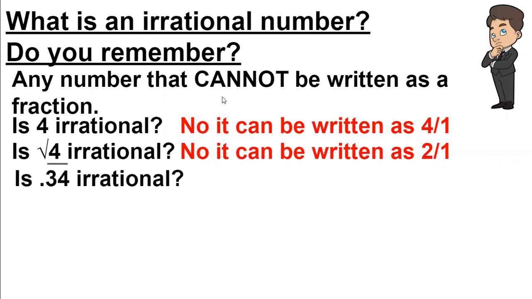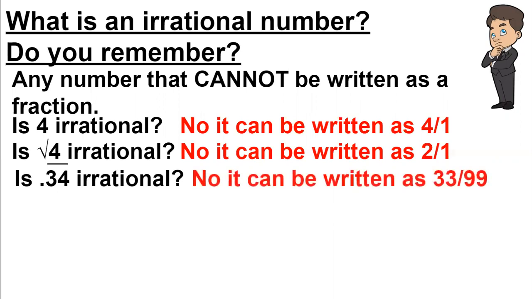How about 0.34 repeating? Is that irrational? That was from our last lesson. I hope you all said no, right? Because it can be written as a fraction, 34 over 99.